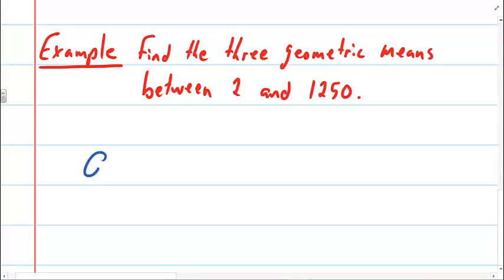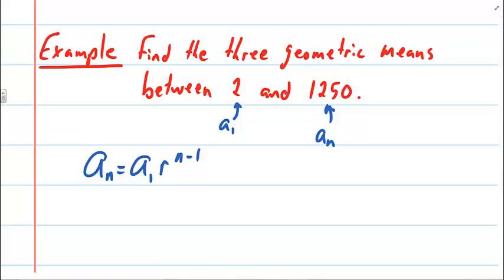My formula, a sub n equals a sub 1 and r to the n minus 1, I need to fill this stuff in. Well, I know a sub 1's right here. That's the first piece. There are 3 missing pieces, and then another piece, this 1250, that would be like my a sub n. And what n is that? Let's see, I used the number 2. There were 3 missing pieces. That's 4 things now. This is the 5th term. This is really a sub 5, which means n is equal to 5.